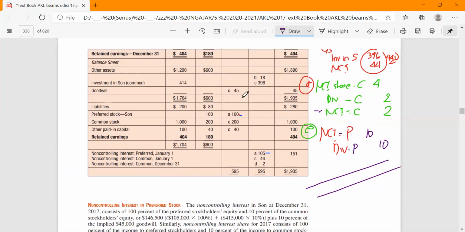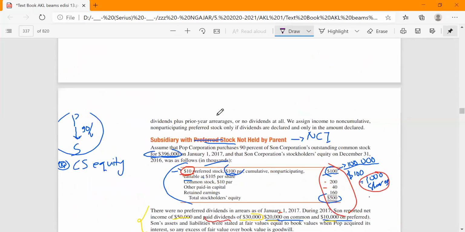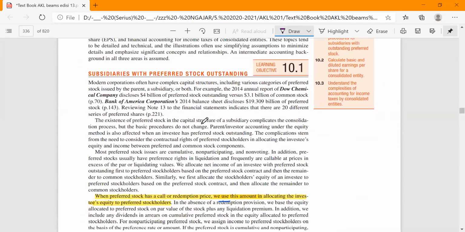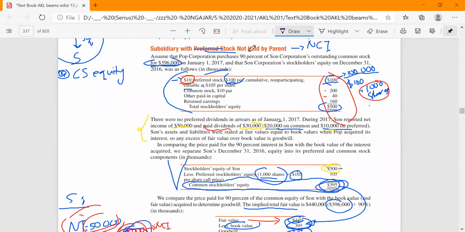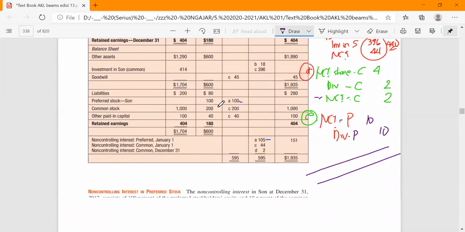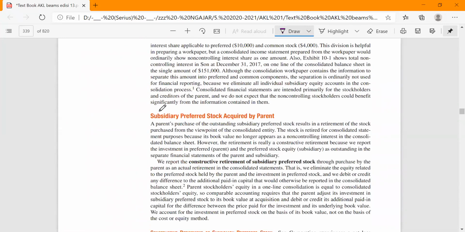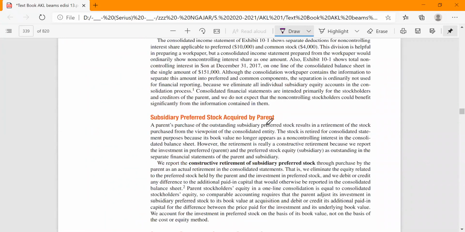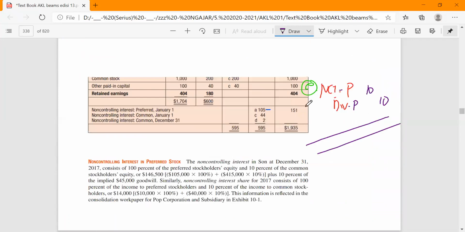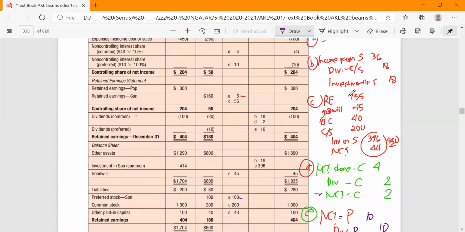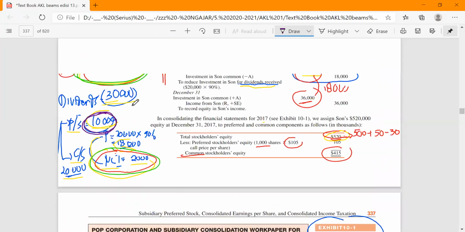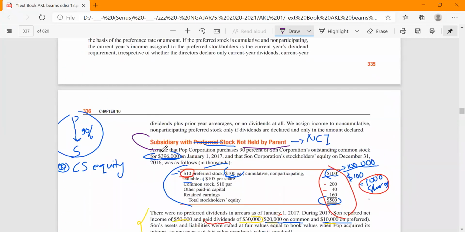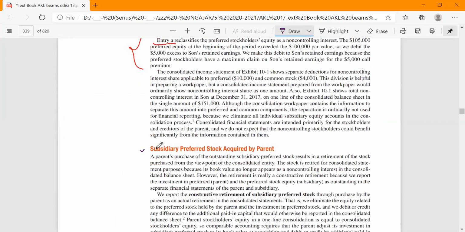So that's it for the journal entries when the subsidiary has preferred stock not held by the parent. I will skip the discussion about subsidiary preferred stock acquired by the parent, because that one itself is a little bit confusing, right? I'm sure that if you understand this part, it will be easier to understand that part. So I will skip explaining it.